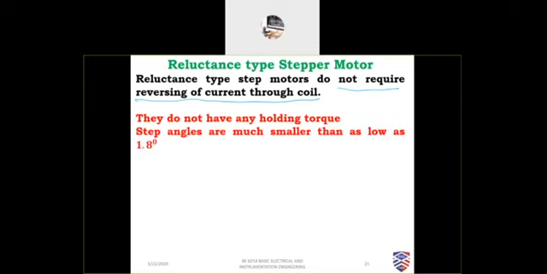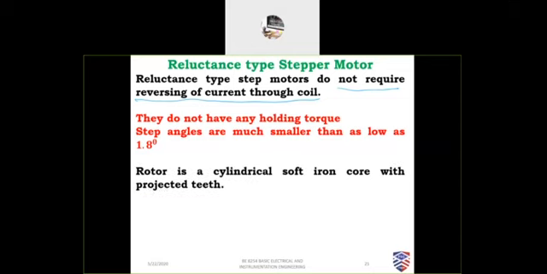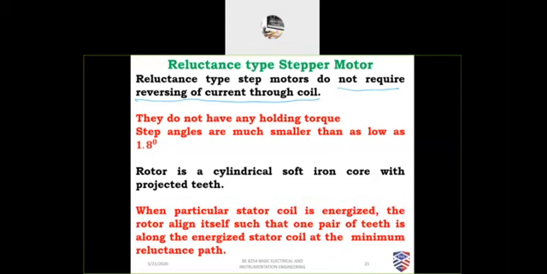Step angles are much smaller than 1.8 degrees. The rotor is a cylindrical soft iron core with projected teeth. When a particular stator coil is energized, the rotor aligns itself such that one pair of teeth is along the energized stator coil at the minimum reluctance path.